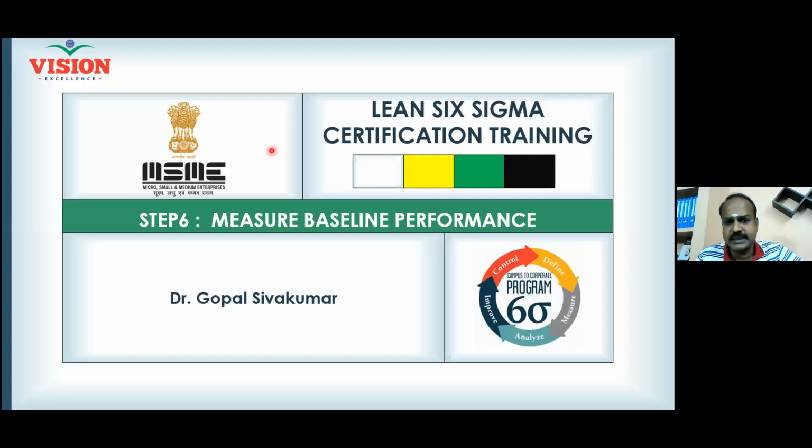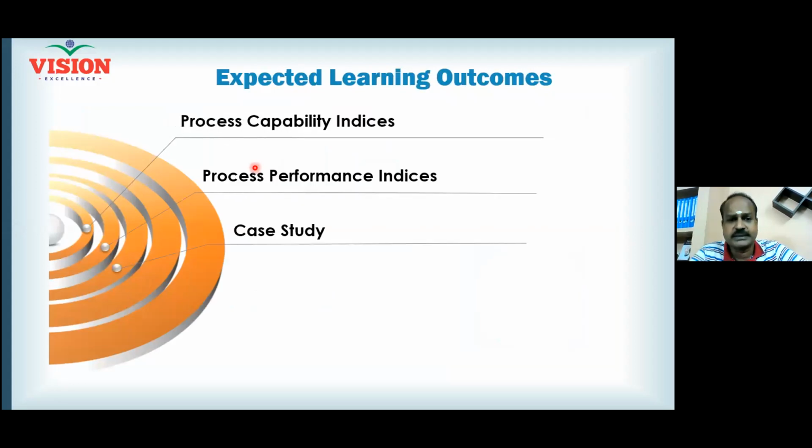To calculate the baseline performance comes as step number 6 in your DMAIC methodology. In this session, we will understand process capability indices, your Cp and Cpk, as well as process performance indices, Pp and Ppk. What is Cp? What is Cpk? What is the difference between Cp and Cpk? And then what is Pp and what is Ppk? How is Pp, Ppk different from Cp, Cpk, and which is better?